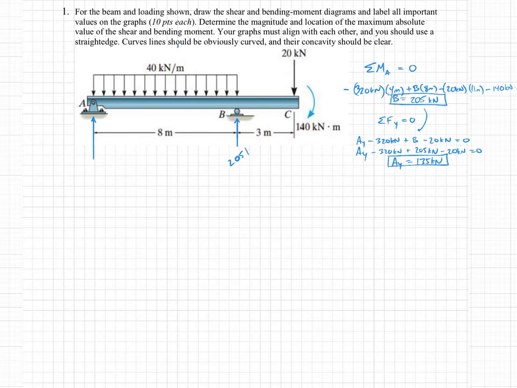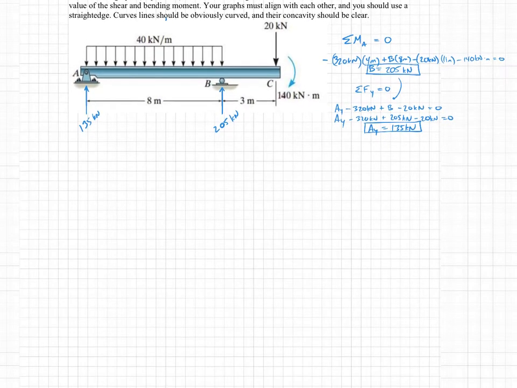205 kilonewtons, and this one's going to be 135 once it decides to allow me to erase it. Okay, there you go. So it'll be 100, come on, you can do it. 135 kilonewtons. Okay, so there we go. Now we're pretty much ready to go.